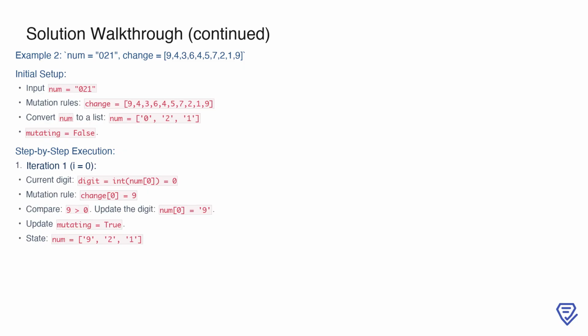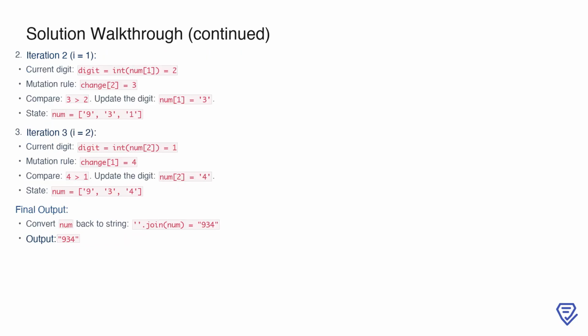The mutating flag is initialized to false. During the first iteration at index 0, the current digit is 0. According to the mutation rules, change 0 equals 9. Since 9 is greater than 0, we replace the digit at index 0 with 9 and set the mutating flag to true. The updated state of number is now 9, 2, 1.